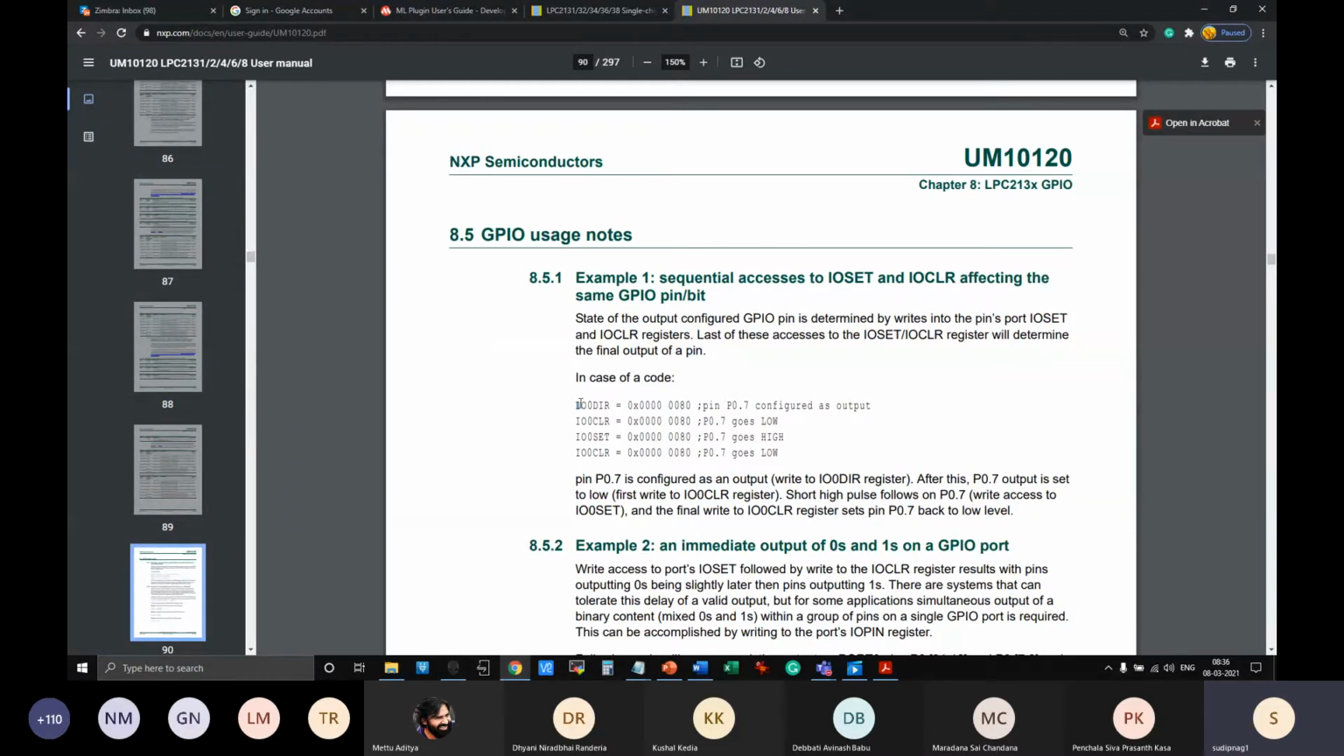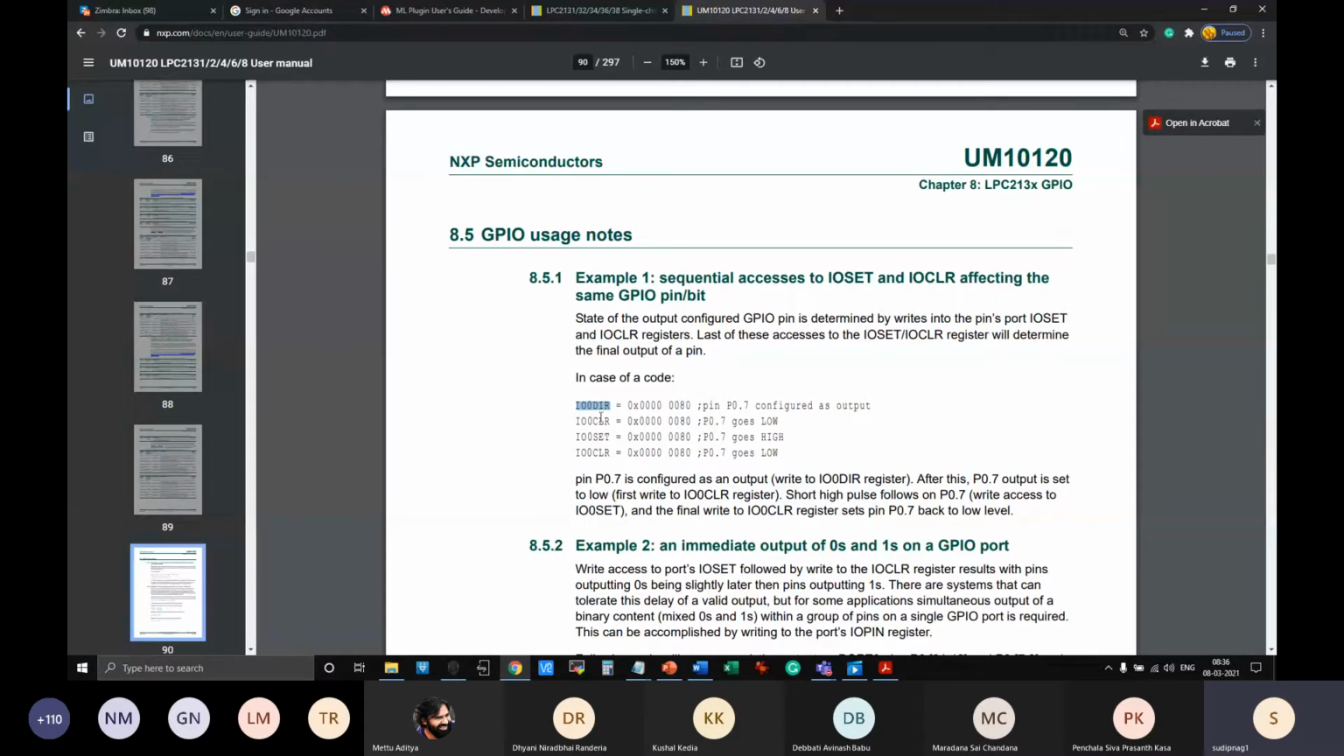Now instead of IO0 DIR, you can also write P07 DIR equal to this particular 0080 value. It's not necessary that you always write so many zeros. You can simply write 0x80 also. That will automatically be considered a 32-bit number because this register itself is 32-bit.